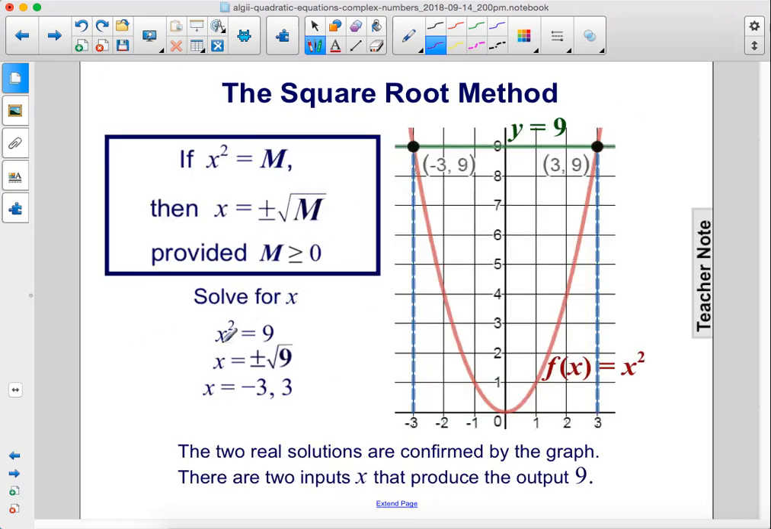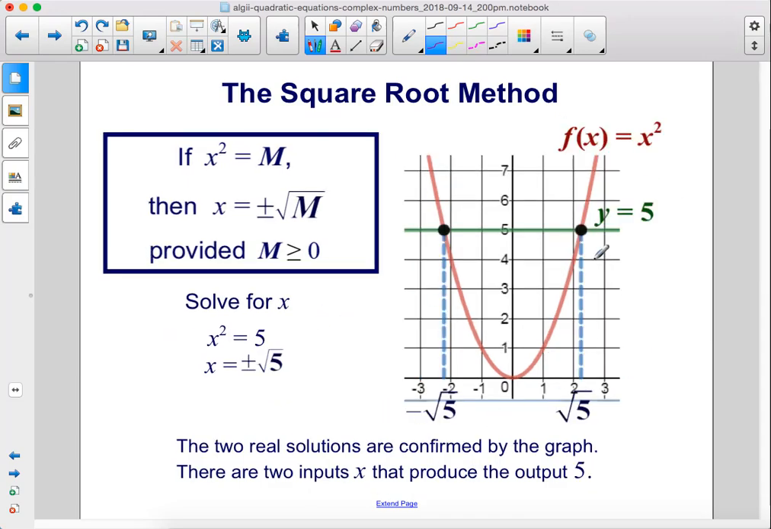Solve for x. X squared equals 9. Therefore, x equals plus or minus the square root of 9, which would be negative 3 and positive 3. Here we have the graph of x squared, and we can see that there are two solutions for when y equals 9, and that is at positive 3 and negative 3. The two real solutions are confirmed by the graph, here and here. There are two inputs x that produce the output 9.